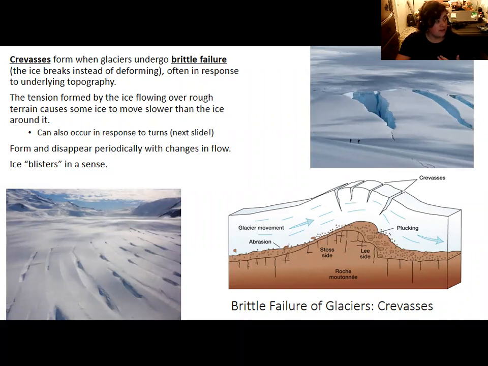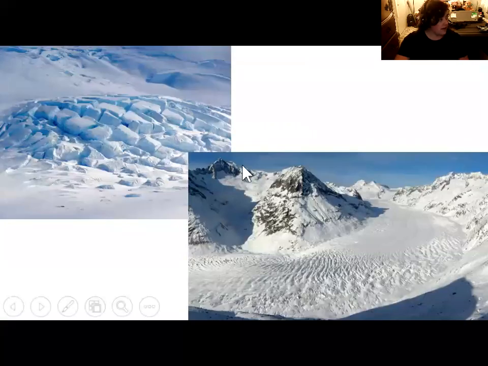They form when the ice is unhappy in the sense that its flow has been interrupted by something underneath it or by a sharp turn. And here you have a really nice example of a bunch of crevasses looking kind of like blisters on a sore. I hate to make that gross comparison. And below you have an example of how crevasses can form around a really sharp turn.